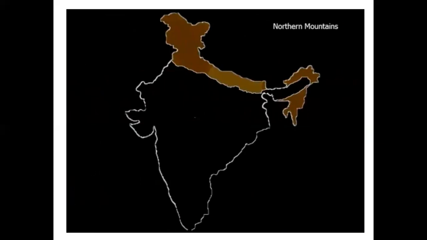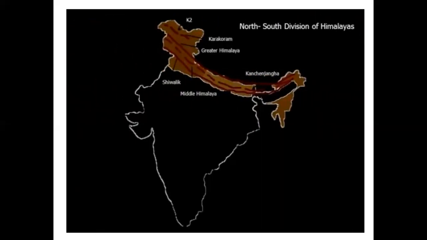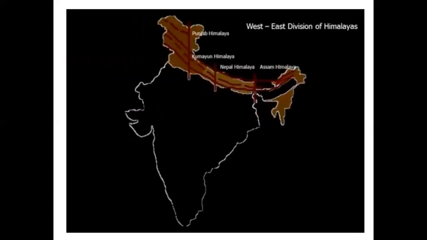Then the northern mountains, the brown color shaded that you see, is the northern mountains of India. So these are further divided into the north-south division of Himalayas, and this is the west-east division of Himalayas.